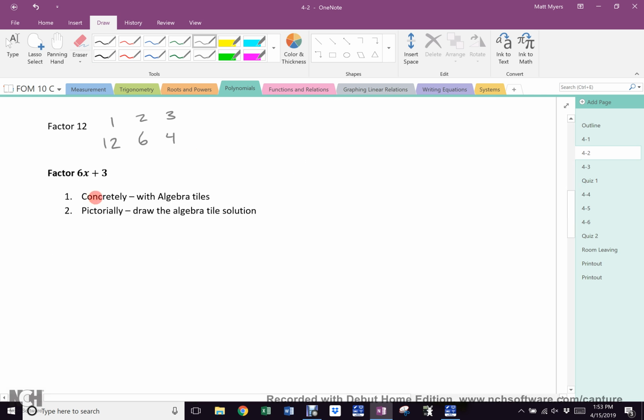We are not going to actually get at algebra tiles because it's been years since I've had a complete set. We are going to do this with a picture. This is a product because I am asking you to factor it. Just like I factored 12, I broke it down into pairs, yes? So we want to break this down.